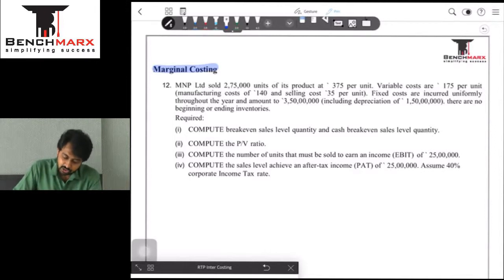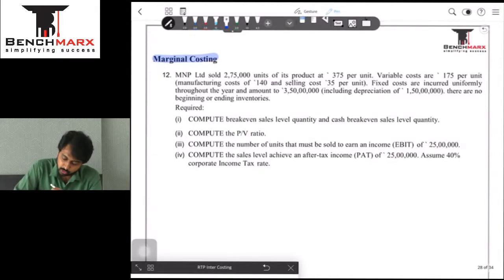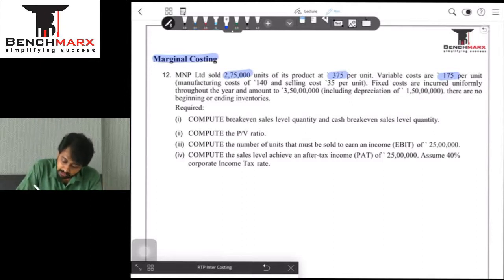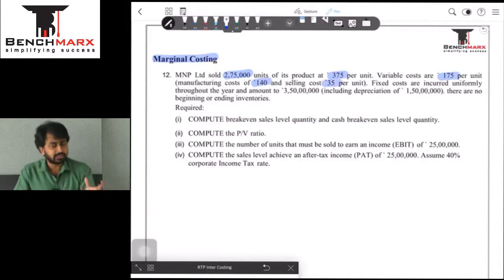ठीक है, some company has sold 275, ये अपना sales हो गया. At 375, that means selling price हो गया. ठीक है, variable cost are 175, so SP is given, VC is given, volume is given. ठीक है, manufacturing cost is 140 and S&D is 35, so they have simply given the split of my variable cost of 175. 175 में से 140 is manufacturing, 35 is selling.